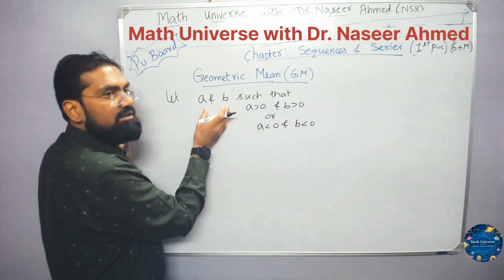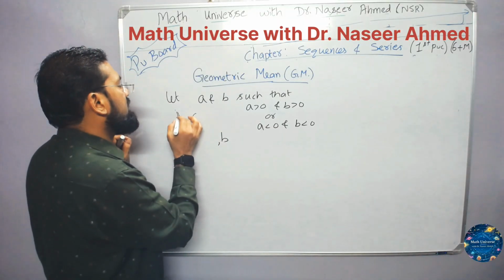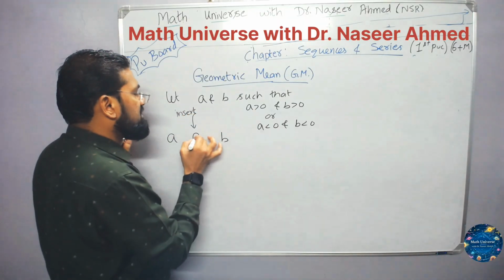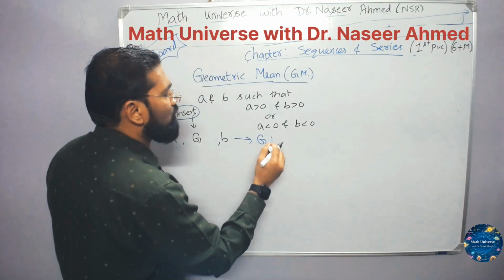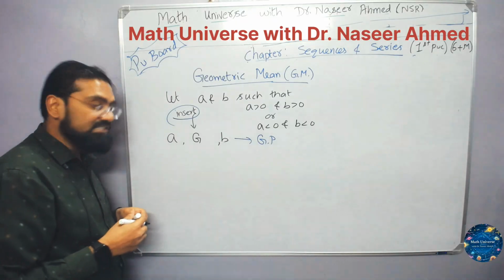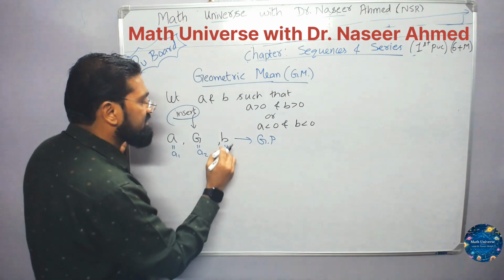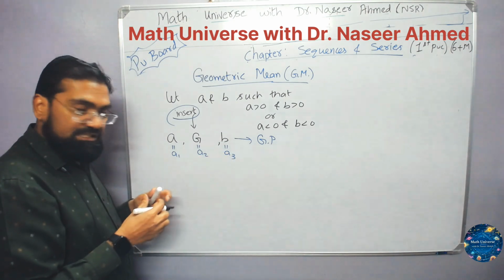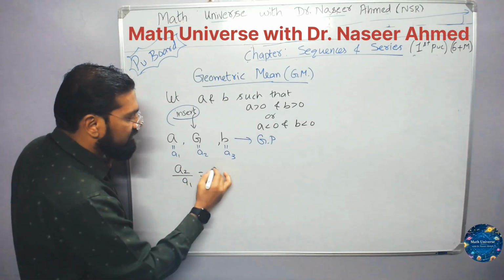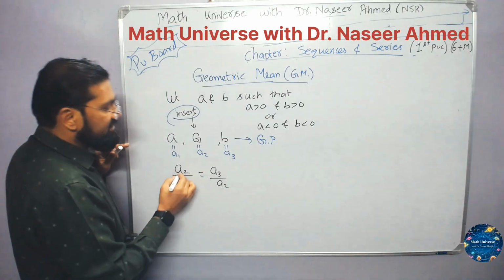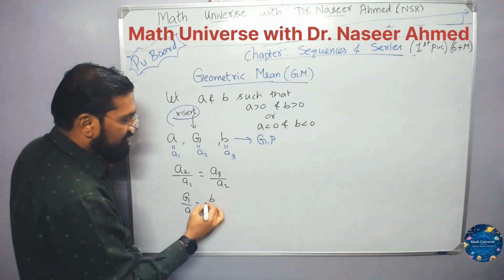Now, I want to insert between A and B a number. Let us suppose the number is G, such a way that these three numbers form geometric progression. Nothing but common ratio should exist. So since we have three numbers, this is the first term A1, this is the second term A2, and this is the third term A3. So since it should be in GP, the condition common ratio should exist. Nothing but second term by first term should be equal to third term by second term. Second term is G, first term is A, third term is B, second term is G.